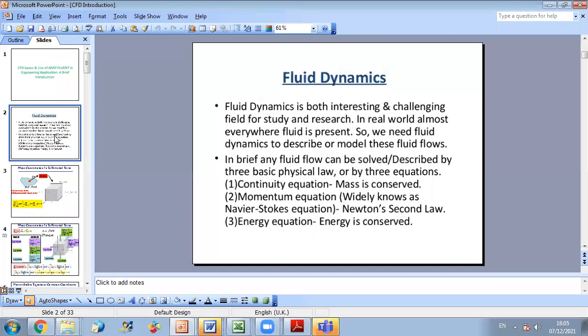And the third relation is the energy equation, which represents the energy conservation and takes into account also all possible losses that can take place due to turbulence, due to heat loss, etc.